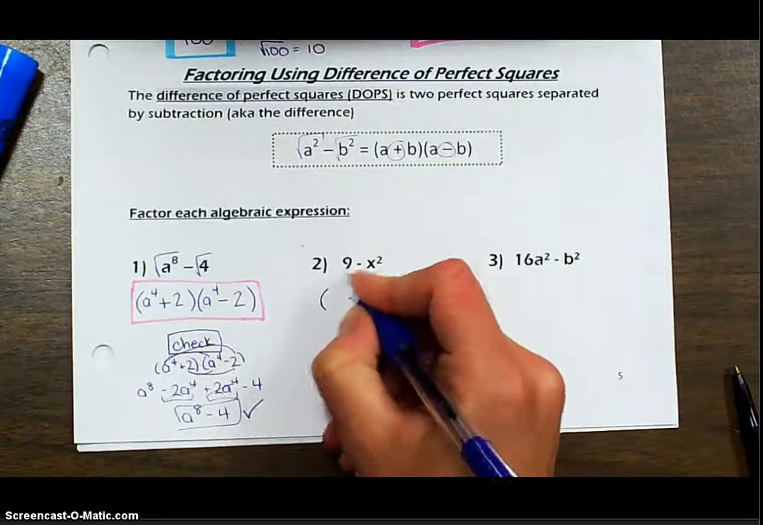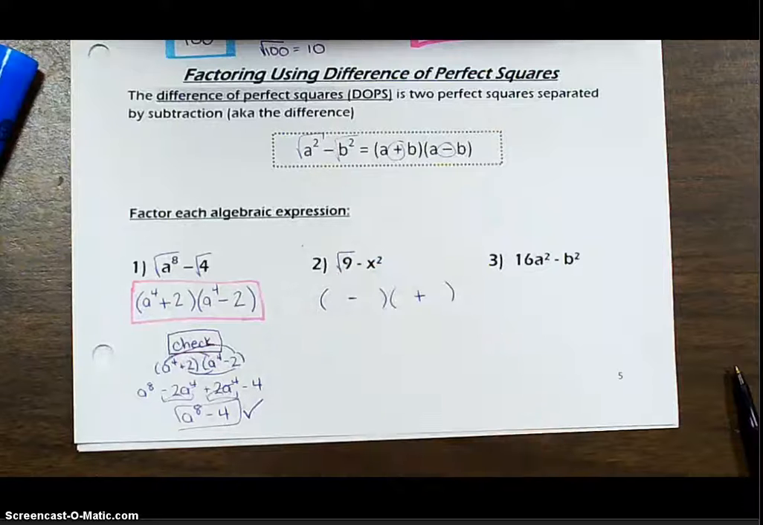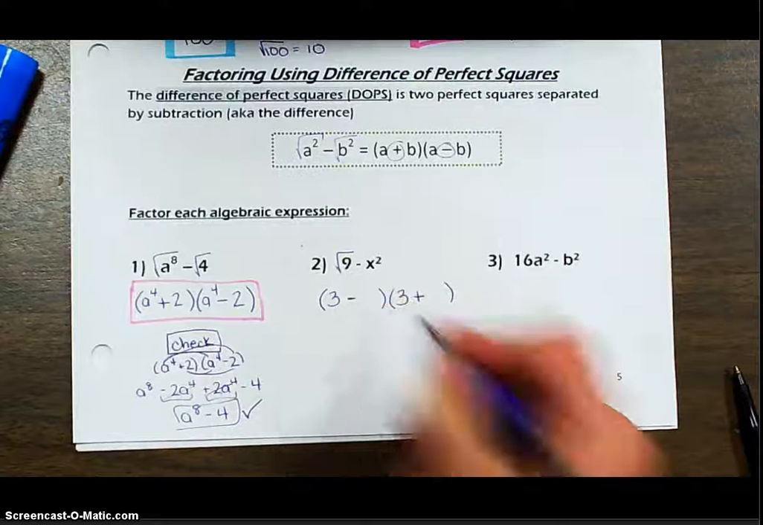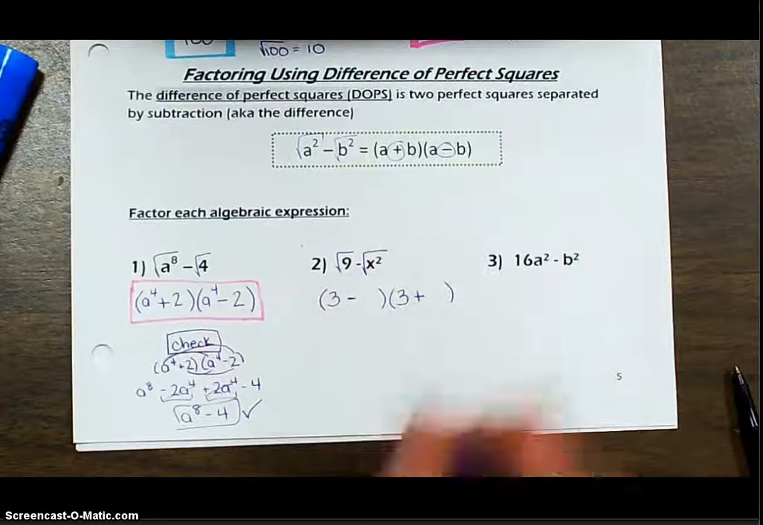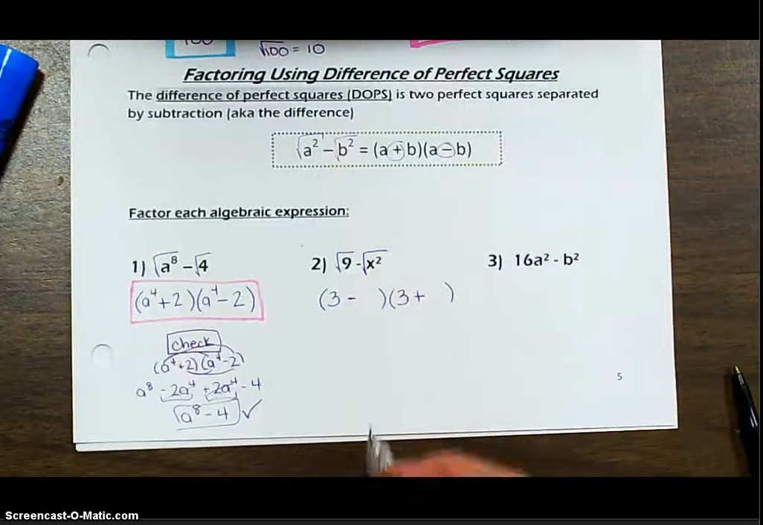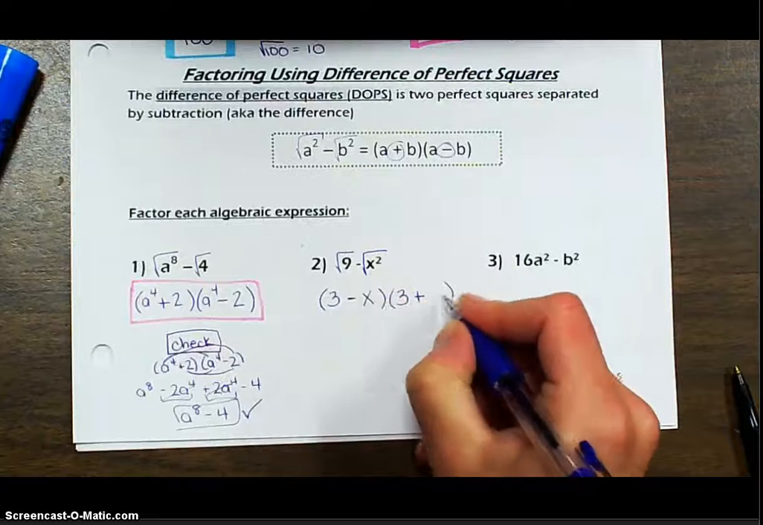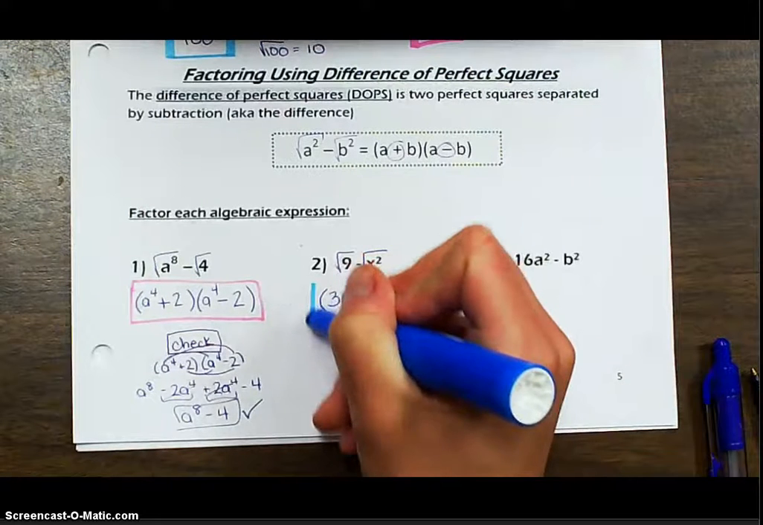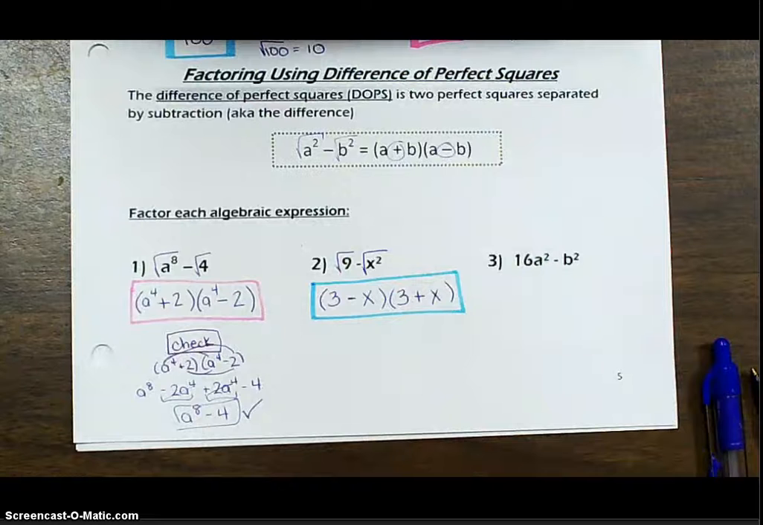Now, we always take the first number first. The first number is a 9. The square root of 9 is 3. So we go 3 and 3. Then I'm going to take the square root of x squared, which is x and x. And with that, we are done. We have solved and factored.